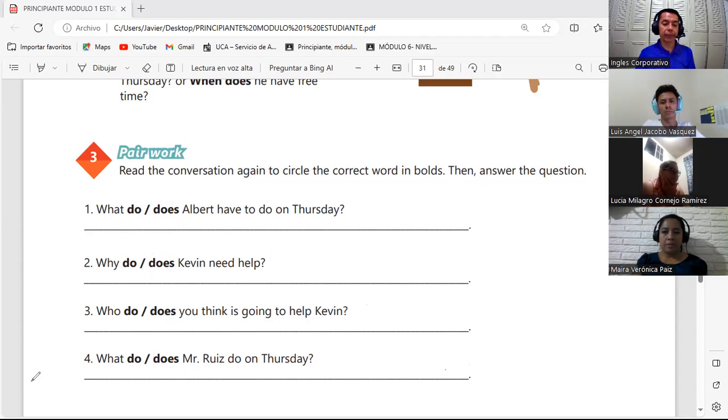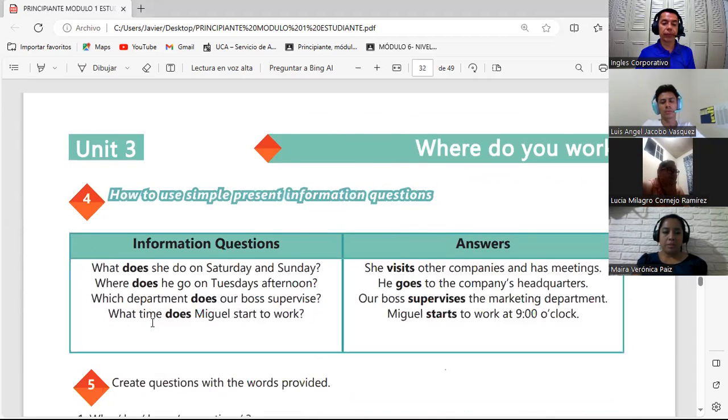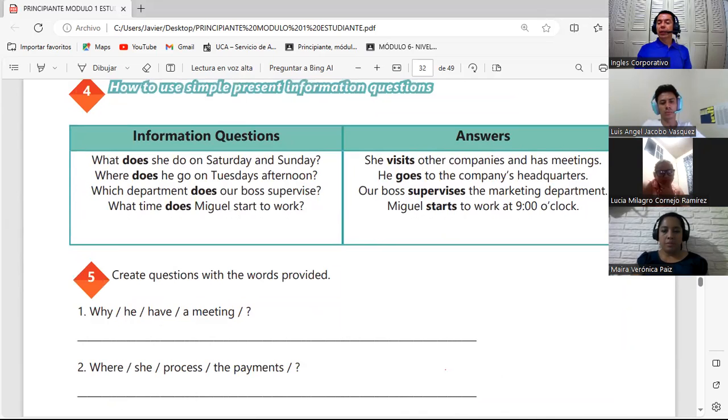Very good. Here we have more information questions, right? And in this case, we are not going to use do, but we're going to use does, right? For example, what does she do? She is third person singular, so we don't say, what do she? No, what does she? What does she do on Saturday? She visits the company. Where does he go? He goes to the company headquarters, right?